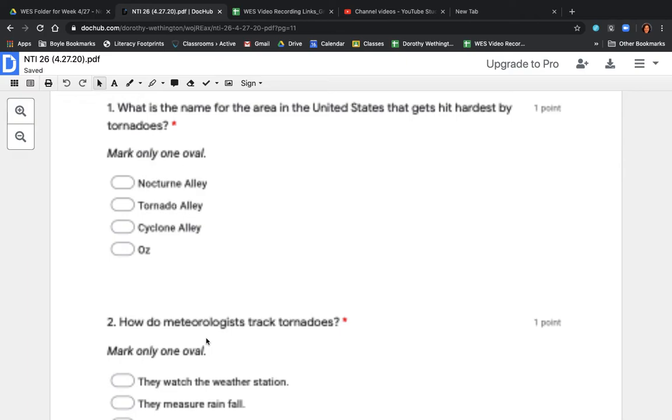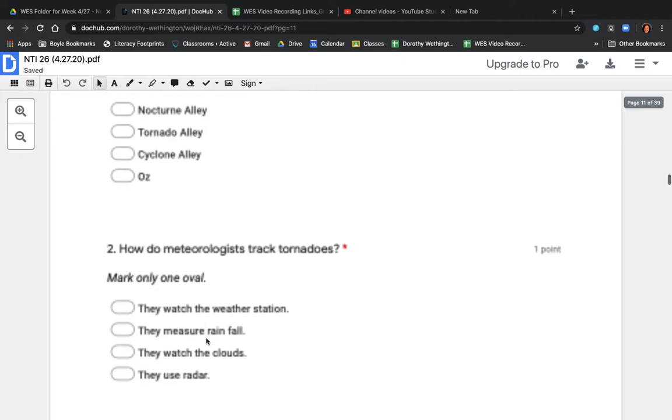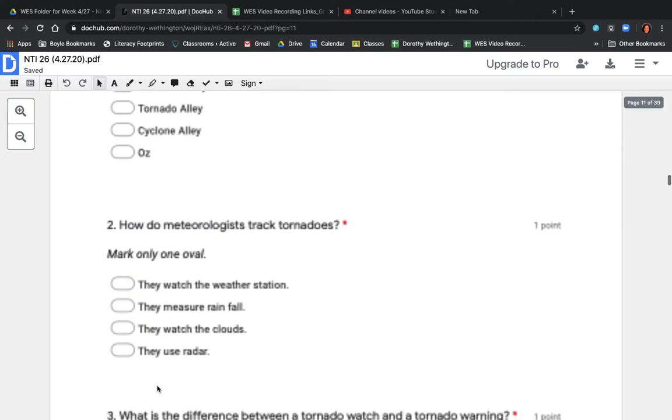Question 2. How do meteorologists track tornadoes? Mark only one oval. They watch the weather station. They measure rainfall. They watch the clouds, or they use a radar.